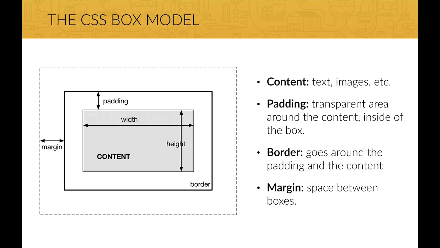So, the content is where text and images appear. The padding is like a transparent area around the content, but inside of the box. The border of the box goes around the padding and the content and may be transparent or not. And finally, the margin is the space between boxes. Now, padding, margin, and border are properties in CSS and can be specified for the entire box or for individual sides, top, bottom, left, or right. We will use all of them later.